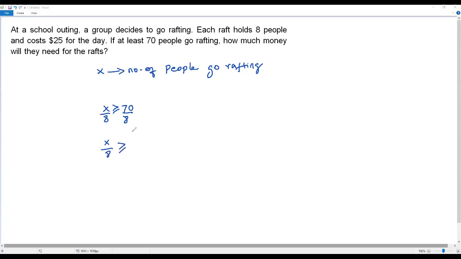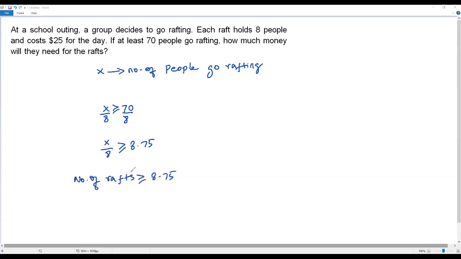When I divide 70 by 8, I get 8.75. X represents the total number of people going rafting, and 8 is the number of people that one raft can hold. So when I divide the total number of people by the number of people that one raft can hold, I get the total number of rafts. So instead of X over 8, we can write number of rafts. Let me write here: number of rafts is greater than or equal to 8.75.